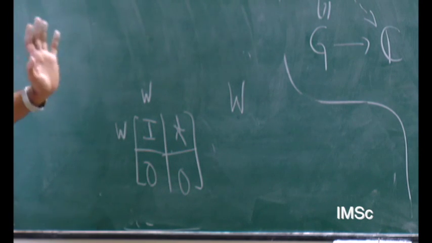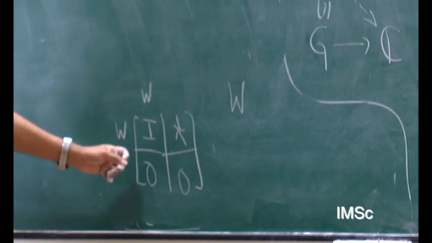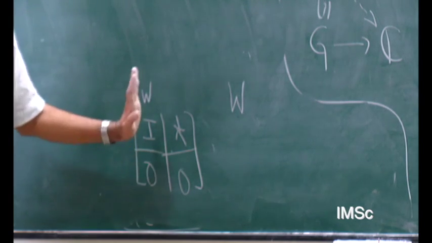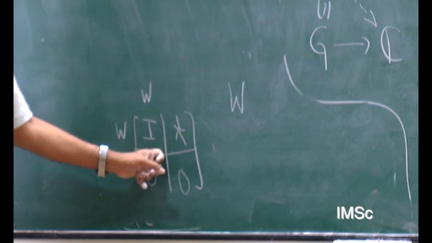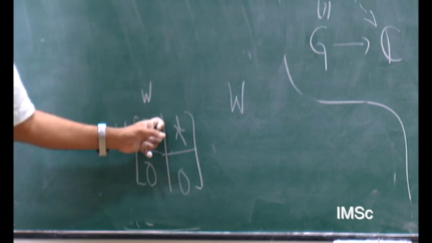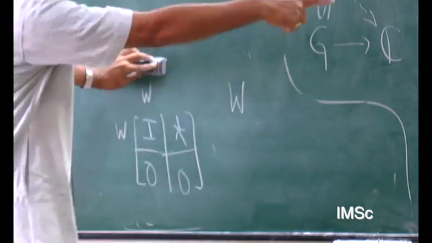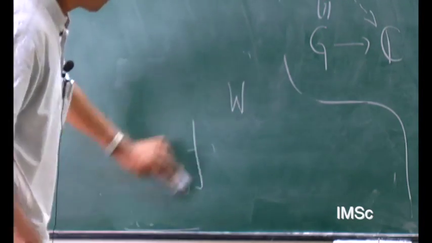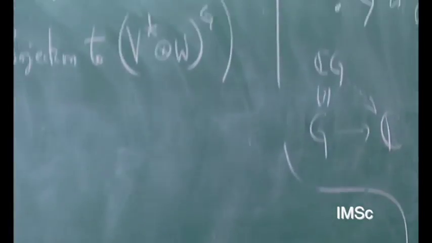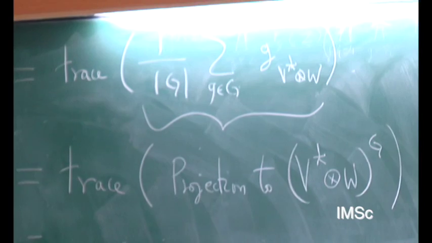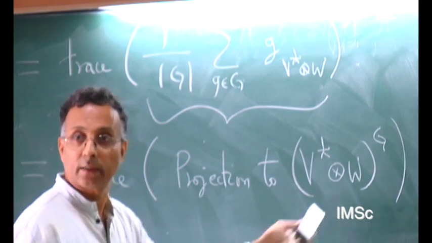Here I am not assuming anything about the existence of a complement to W or anything like that. So then the trace of this is obviously 1 plus 1 plus 1 plus 1, as many times as the dimension of W. Right? Okay, so is that okay? So the trace of a projection is equal to the dimension of its image.